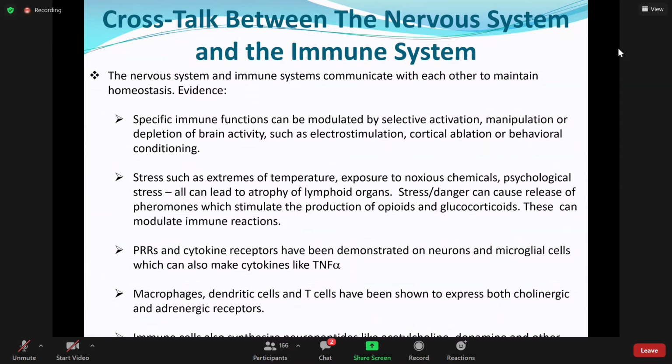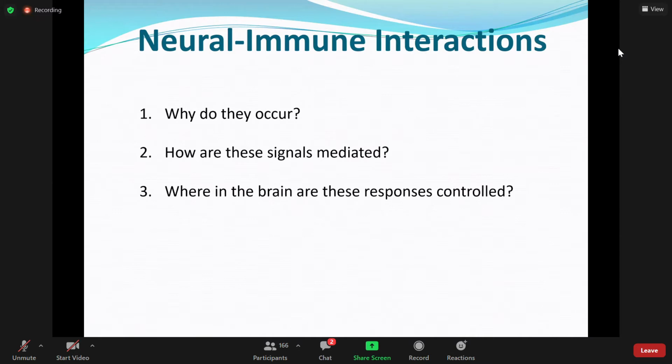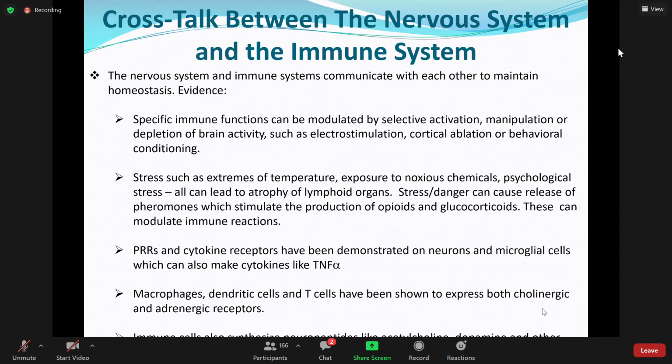We also know that neurons and microglial cells themselves express pattern recognition receptors, and they can make cytokines like IL-1 and TNF-alpha. Immune cells themselves, like macrophages, dendritic cells, and T cells, have been shown to express cholinergic and adrenergic receptors, showing that they can respond to signals coming from the nervous system.